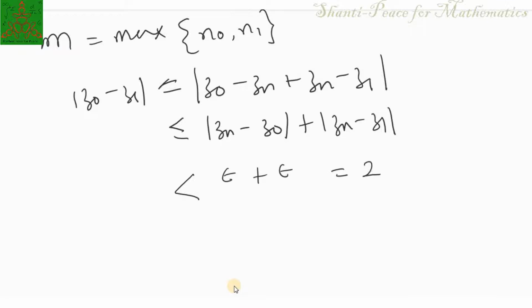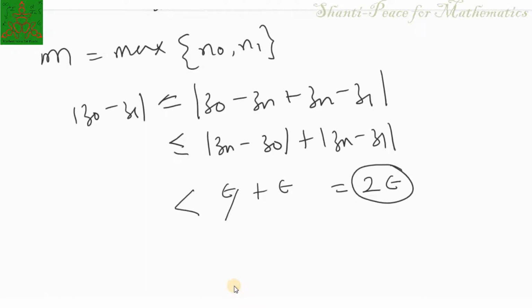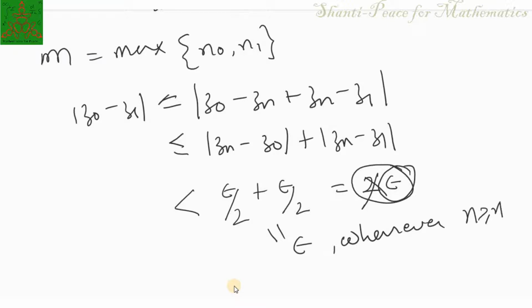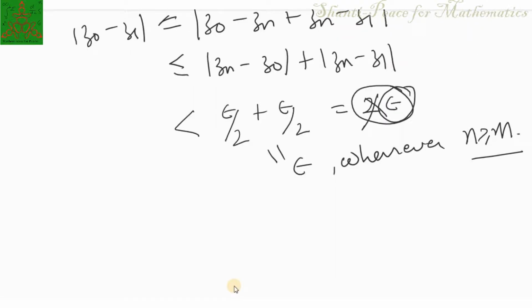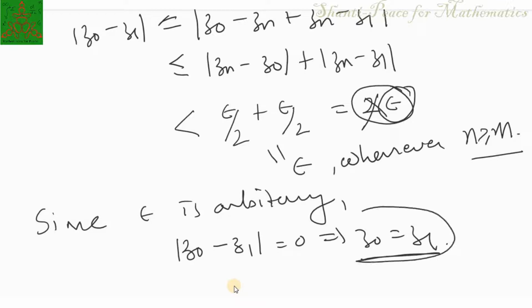So we have 2 epsilon. If you want epsilon here, you just adjust: here you take epsilon by 2, and here you take epsilon by 2, so this 2 will cancel out. Now you will have this less than epsilon whenever n is greater than or equal to m, because both statements are true. Since epsilon is arbitrary, mod of z0 minus z1 is 0, which implies z0 equals z1. That means if the limit exists, then it has to be unique. We started with two limits and we have shown that the two limits are equal.